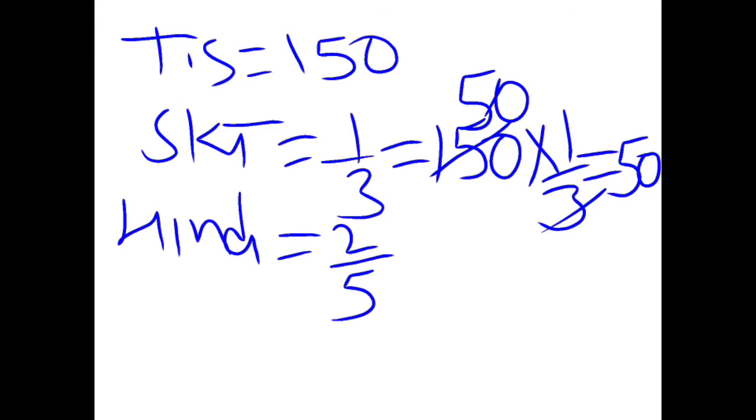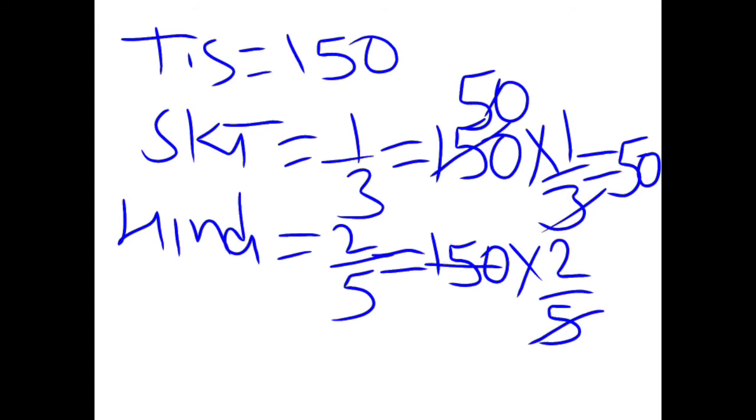Now we will find this amount for Hindi. 150 multiplied by 2 upon 5. So 5 1s are 5, 5 3s are 15, 30, multiplied by 2, 60.